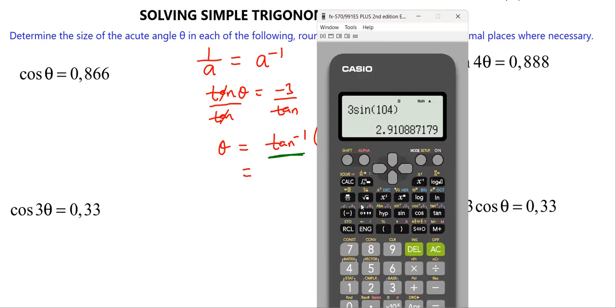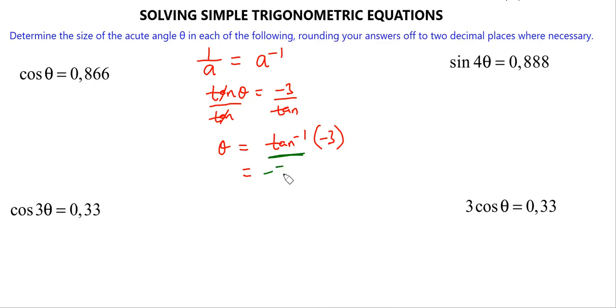Now here we call that one arctan. So there you're just going to say shift tan, then -3. What do we get there? We get -71.57. That will be our answer there.